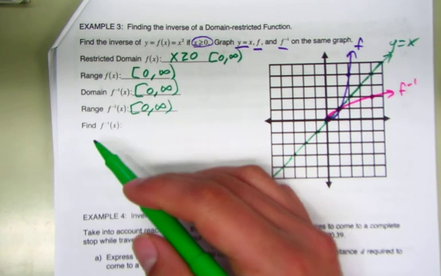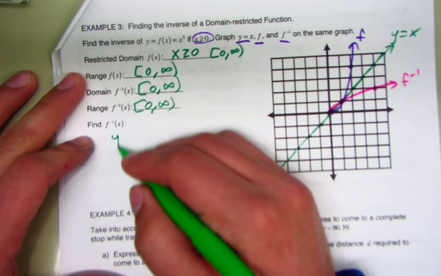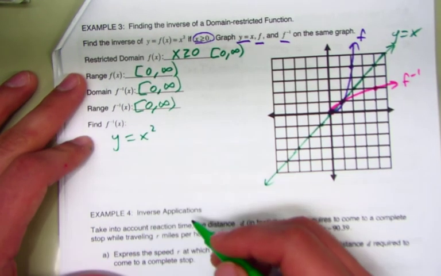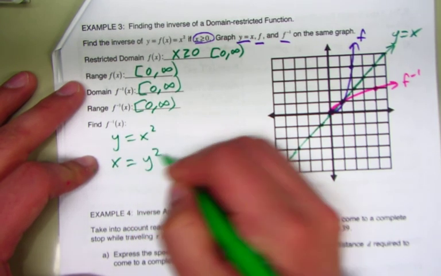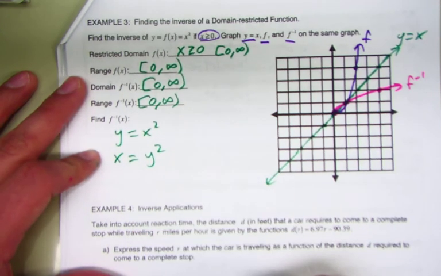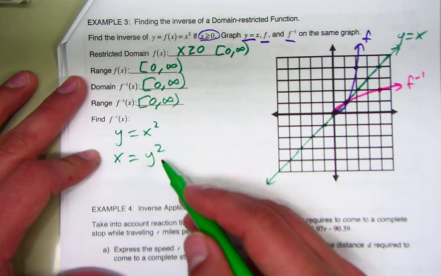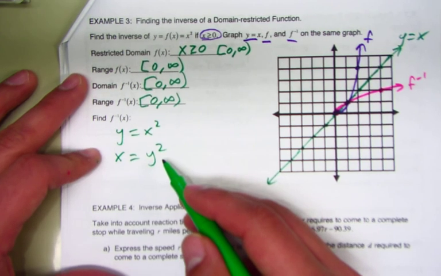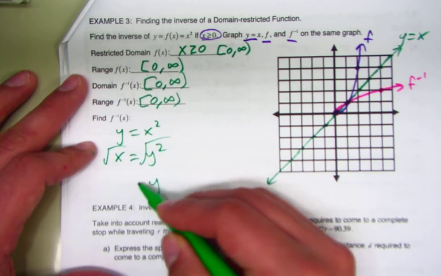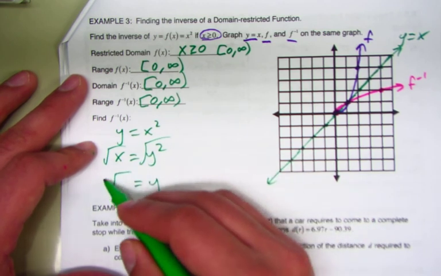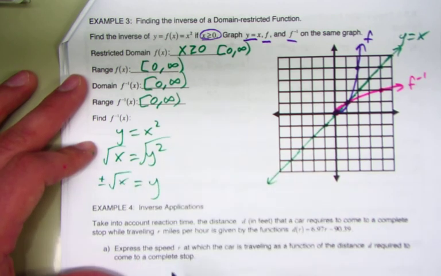All right, and now we can find the inverse. So we have y equals x squared. First step is to switch the x's and y's. And now we try to get y by itself. Well, this one's pretty easy compared to the last one. To get y alone, to undo the square, we square root both sides. And so y would be plus or minus the square root of x.